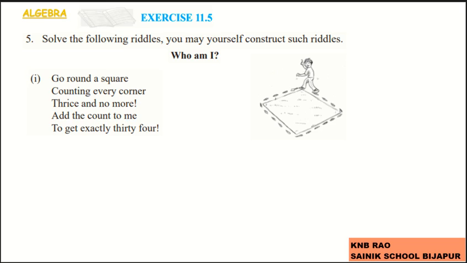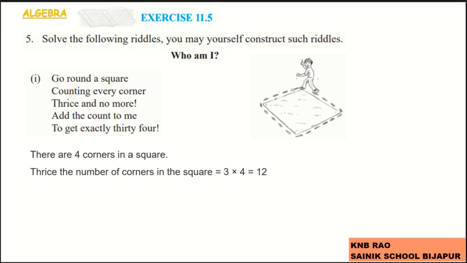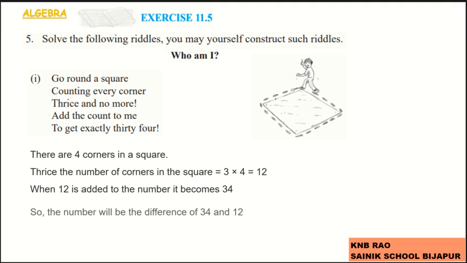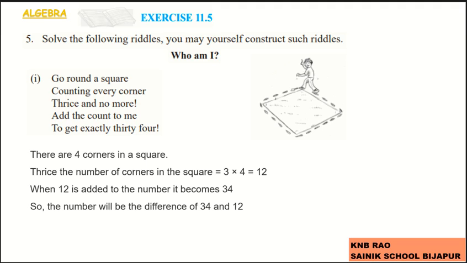Here you can see the explanation: there are 4 corners in a square, thrice the number of corners in the square will be 12. When 12 is added to the number, it becomes 34. That means the number will be the difference of 34 and 12, that is 34 minus 12 is 22.